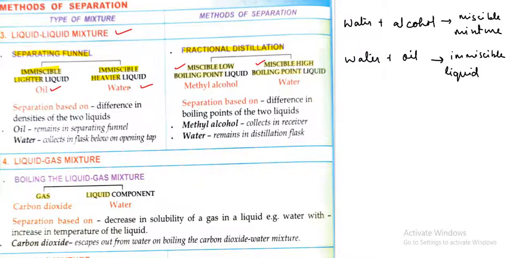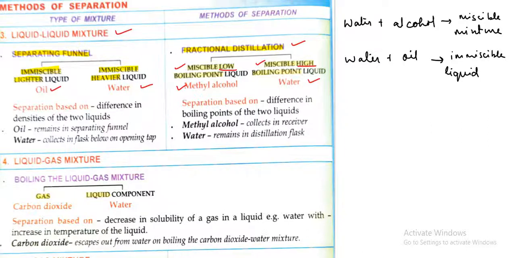But in fractional distillation, what happens? Both are miscible, so we cannot separate them by a separating funnel. So what do we do? We use the fractional distillation method. Here the two liquids have different boiling points. If you take the example of alcohol and water, alcohol has a low boiling point and water has a high boiling point.